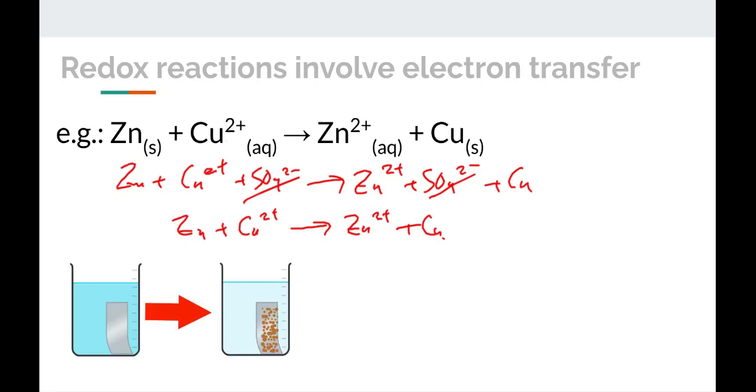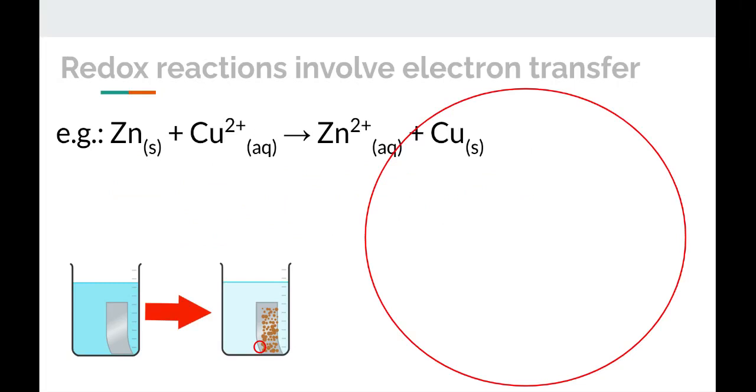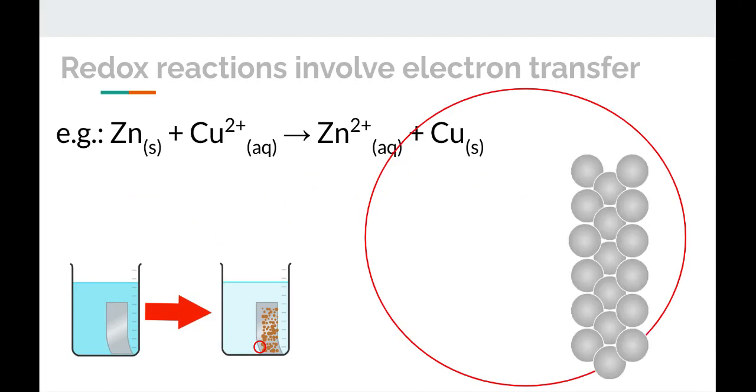Now, how are electrons transferred here? If we imagine this reaction occurring, on the left-hand side, this is before the reaction. On the right-hand side is after the reaction has occurred. If we could zoom in on a little piece of the zinc, all the way down to the particle level where we could see atoms, this is a little piece of our strip of zinc. Each one of these silver spheres represents a zinc atom.